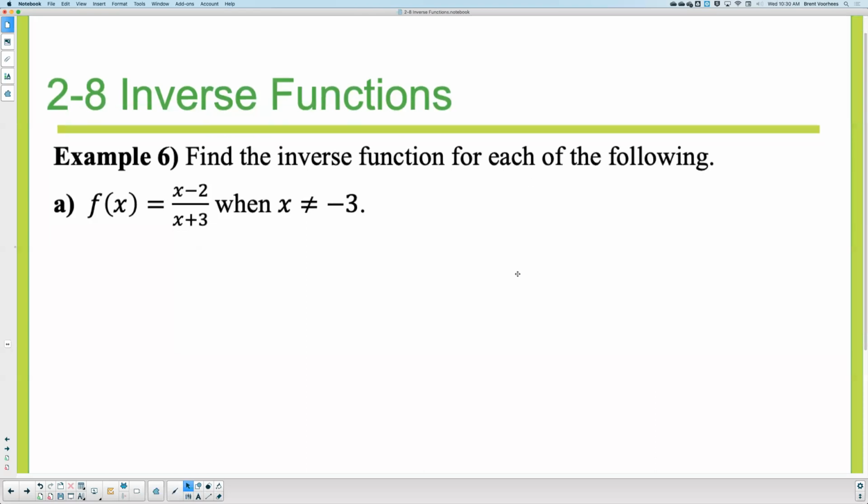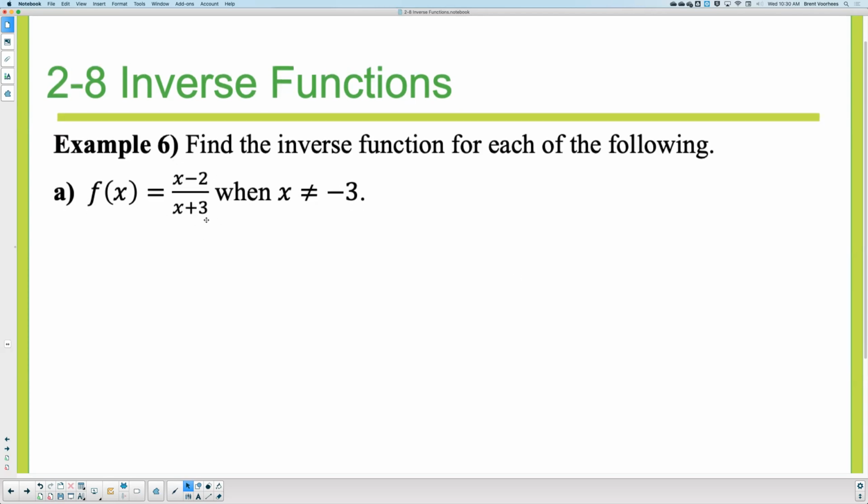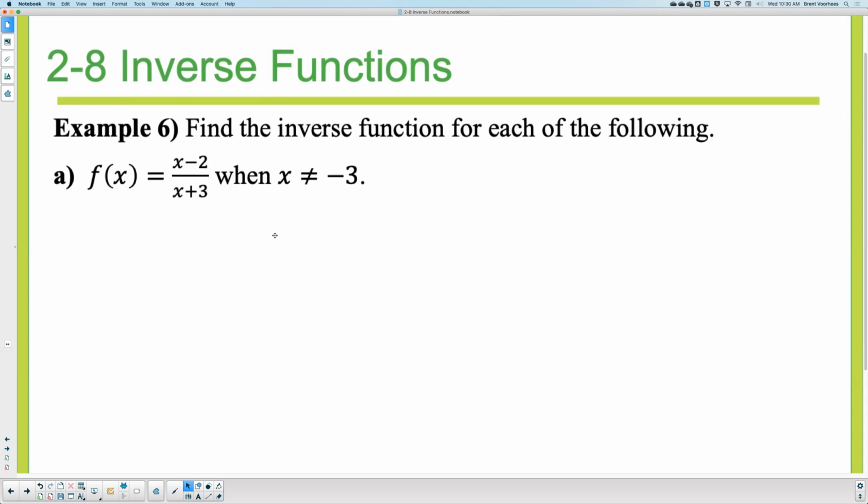All right, example 6. Let's find the inverse function for each of the following. Let's start with this one. Do y'all remember what this is called? It starts with an R. We have a fraction equation. What do we call that? Rational. So what's our steps? What was the first step algebraically that we did?